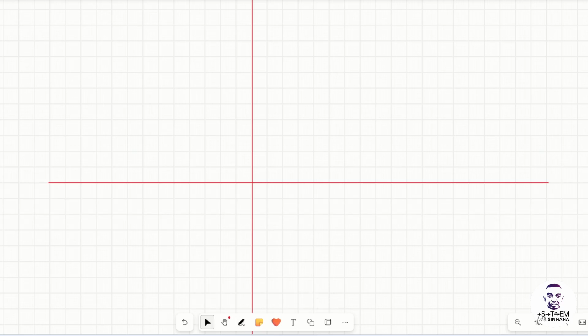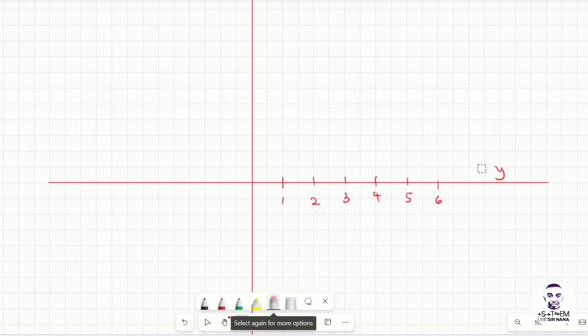Now, based on the values we got for our x and our y, we see that the x is from negative 3 to positive 4. So on the x-axis, we can have 1, we can have 2, we can have 3, we can have 4, we can have 5. Let's add 1 and have 6. So this is our y side. And then this is our x side.